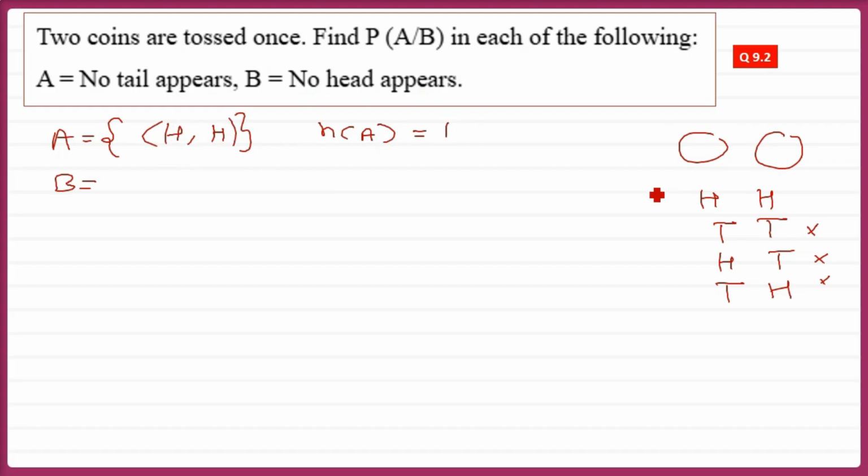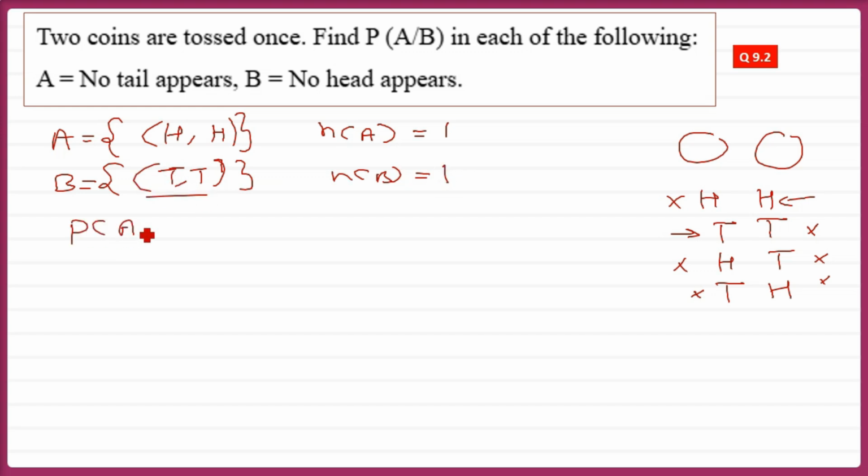How about B? No head appears. No head appears means this cannot come, this cannot come, this cannot come. So only tail and tail is the possibility because if tails are coming in both the coins, no head is appearing. So T comma T is again the set. So number of elements in B is what now? It's 1. Now probability of A intersection B, that is what are the elements which are common in A and B together or they are found in both the sets. So P(A|B) is P(A intersection B) divided by P(B). You can write N also here. Computation will be through N only.